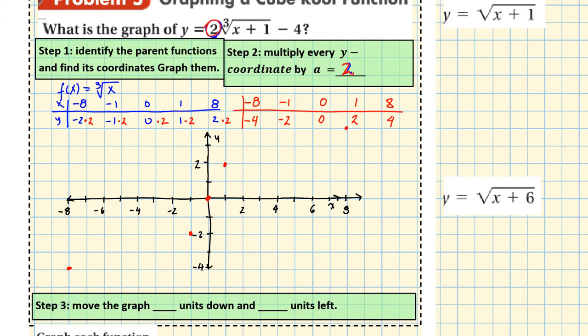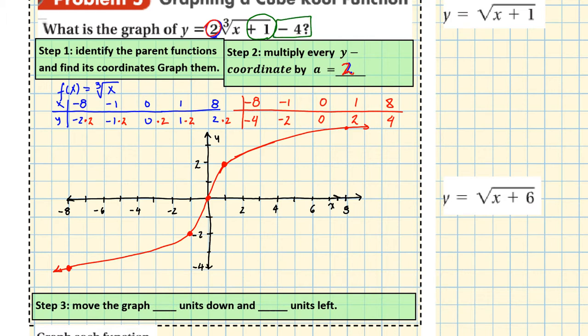Okay, but we're not done. What we're supposed to do next is transform this graph. Okay, move all the points by however many units we need to move them up, and however many units we need to move it left and right. So look back at the problem. This number right here moves it left and right. This one right here moves it up and down. So since we have a -4, it means that all the points are moved 4 units down.